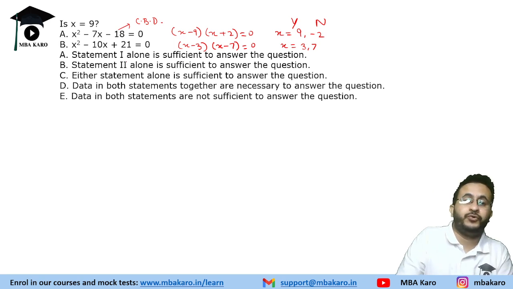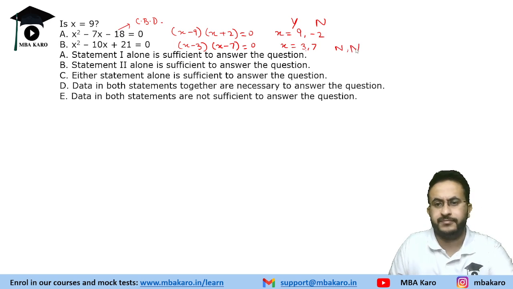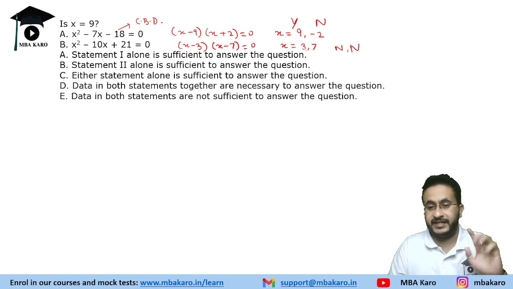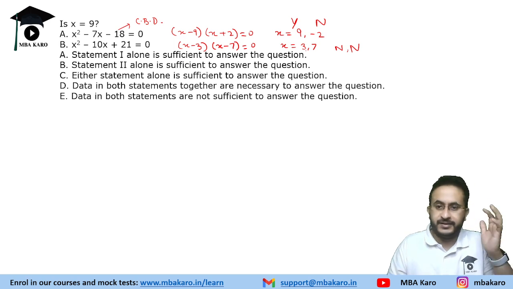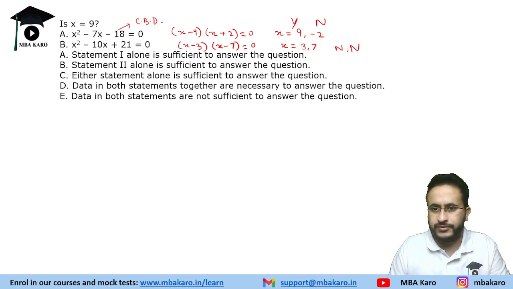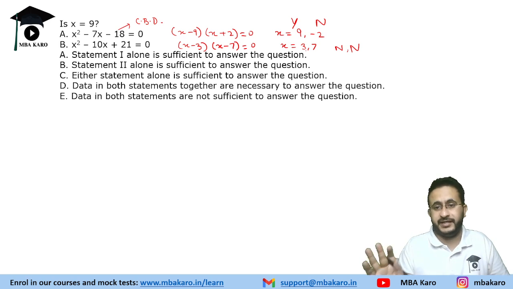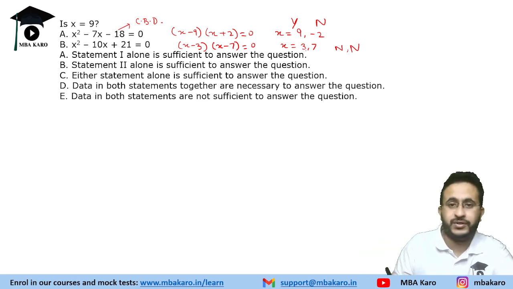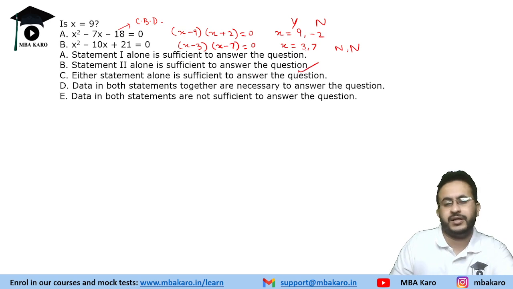But if you look at the second equation, if I ask you is x equal to 9, in either case you will say no. We need one answer. We need yes or no. From the first statement, we are getting yes also and no also. We do not know. But from the second statement, we know the answer: no, it is not equal to 9. How many values of x there are does not matter. We are asking is x equal to 9. So the answer is that the second alone is sufficient to answer the question.